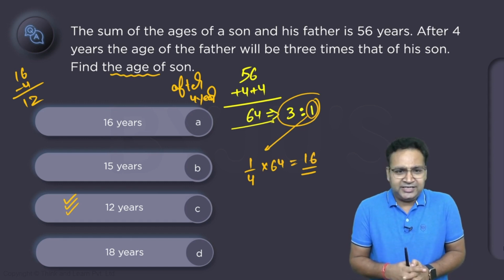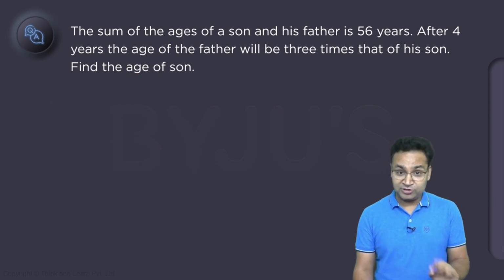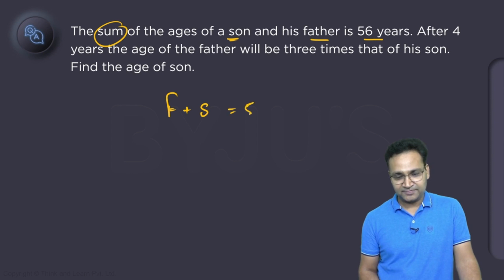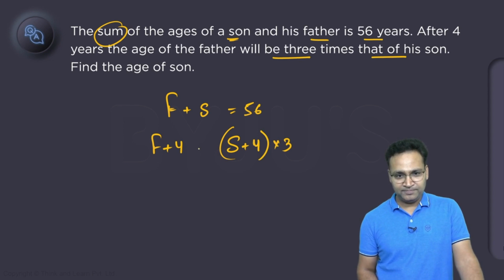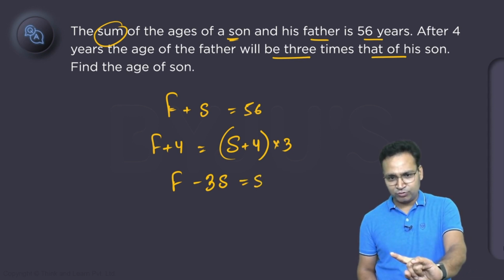Okay. Let's say you do not want to do it this way. Let me solve it systematically. The sum of ages of son and father is 56. So father plus son is 56. Clear? After 4 years, the age of father is F plus 4 and the age of son is S plus 4. Father will be 3 times the son. So F plus 4 equals 3 times S plus 4. Clear? So F minus 3S equals, 4 times 3S is 12, 12 minus 4, 8.